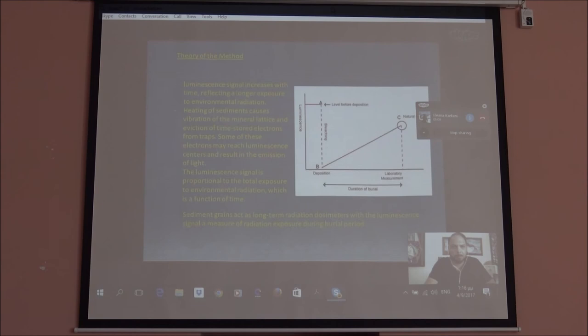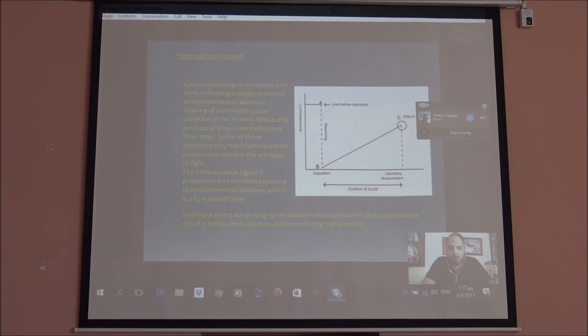The luminescent signal increases with time, reflecting a longer exposure to environmental radiation. Heating of sediments causes vibration of the mineral lattice and eviction of time-stored electrons from traps. Some of these electrons may reach a luminescent center and result in the emission of light. The luminescent signal is proportional to total exposure to environmental radiation, which is a function of time. Sediment grains act as long-term radiation dosimeters, with the luminescent signal a measure of radiation exposure during the burial period.